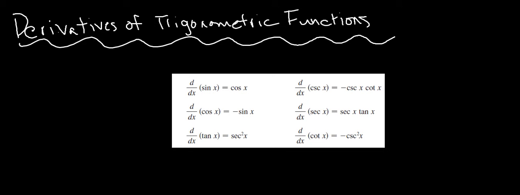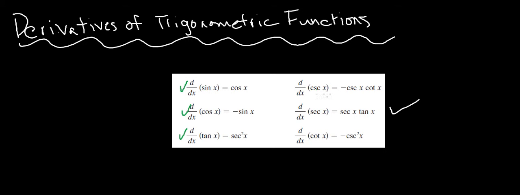In order to pass the AP test, you do have to know every single one of these derivatives. You have to know that the derivative of sine of x is cosine of x. You have to know that the derivative of cosine is negative sine. You've got to know tangent. We've covered these two. You've got to know that the derivative of tangent is equal to secant squared x.